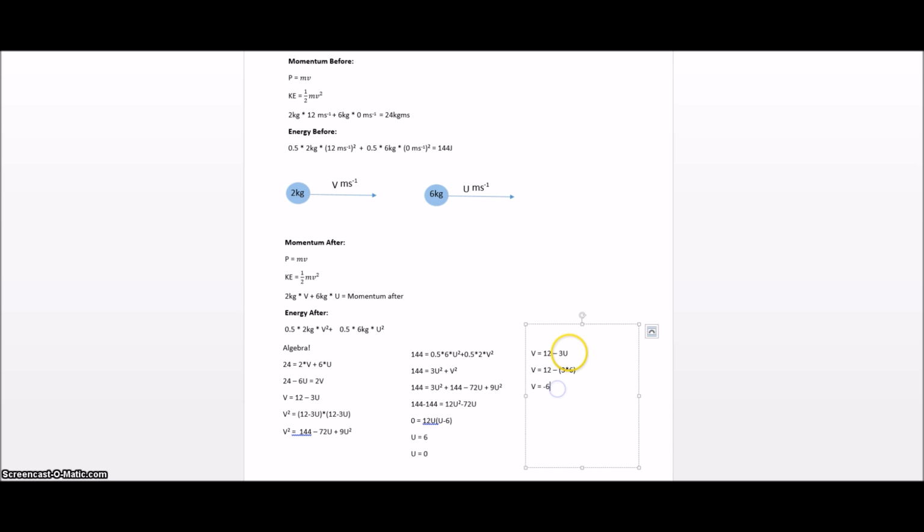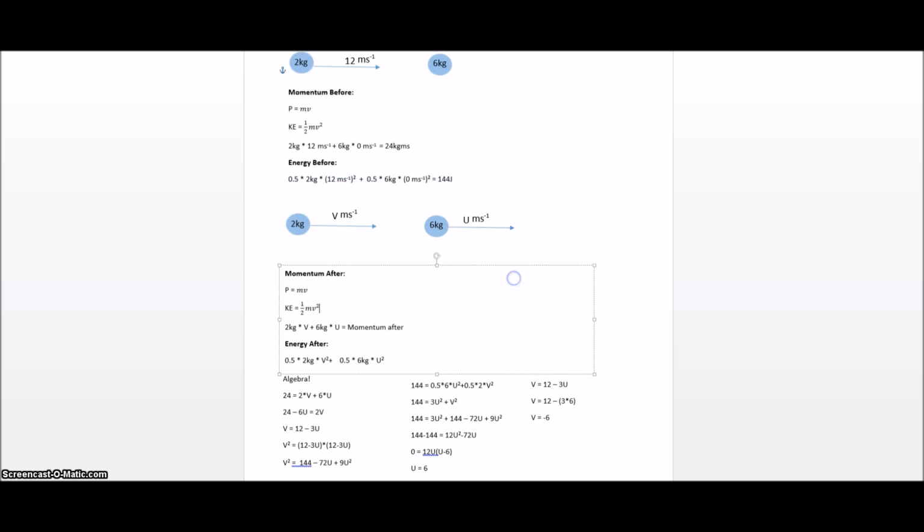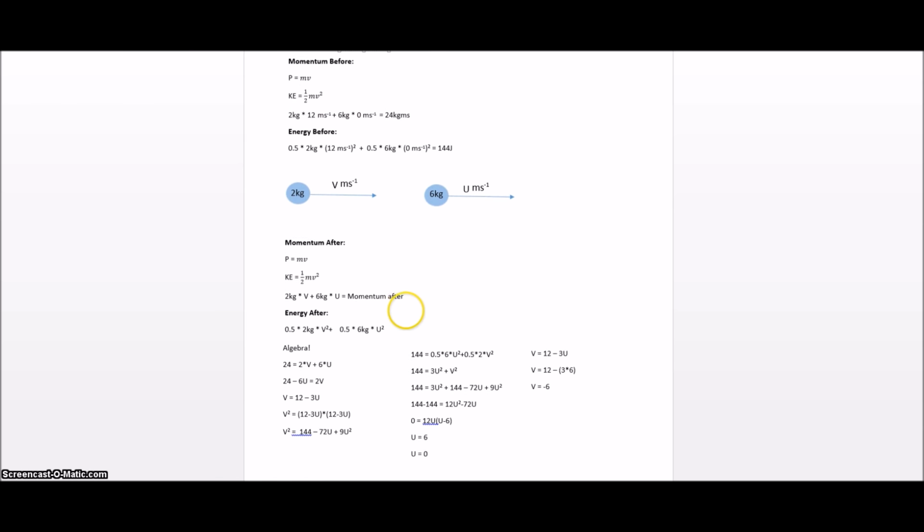Or alternatively, we can say that v is equal to 12 minus 3 times 0. So v is equal to 12, as was before the collision. And that's how you do these elastic collisions.